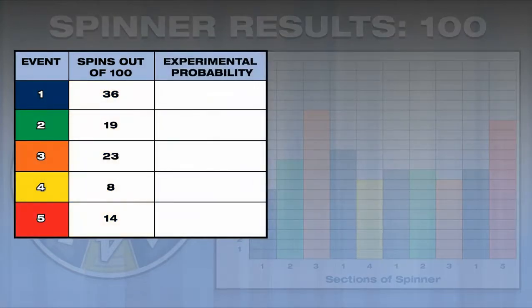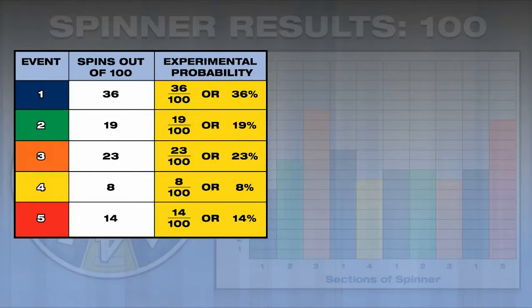The experimental probability of spinning a 1 is 36/100. The numerator represents the number of times the result was 1. The denominator represents the total number of spins. The result was 1, 36% of the time. Here are the other probabilities. The results are consistent with our prediction. We are most likely to spin a 1, and 2s or 3s are more likely than 4s or 5s.